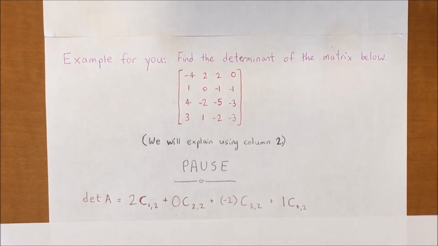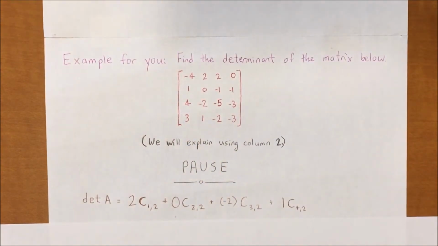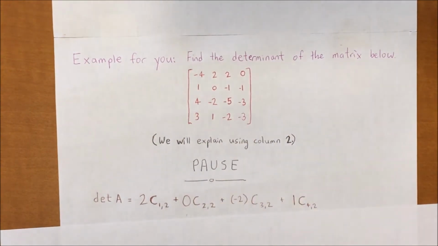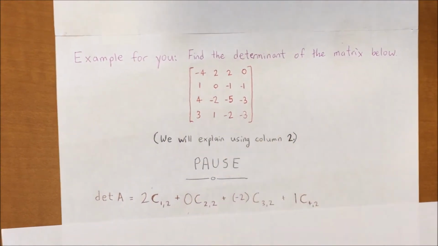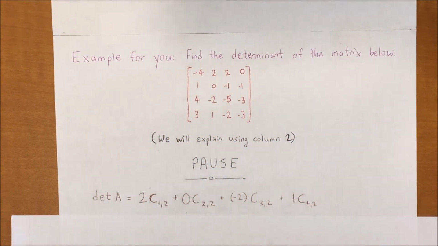First, this is the equation we're going to use. The leading coefficients in this equation, 2, 0, -2, and 1, are all from the second column. And then it's 2 multiplied by the cofactor of 1,2, plus 0 multiplied by the cofactor of 2,2, plus -2 times the cofactor of 3,2, plus 1 times the cofactor of 4,2. Now, after looking at the equation, we're going to look at each cofactor.